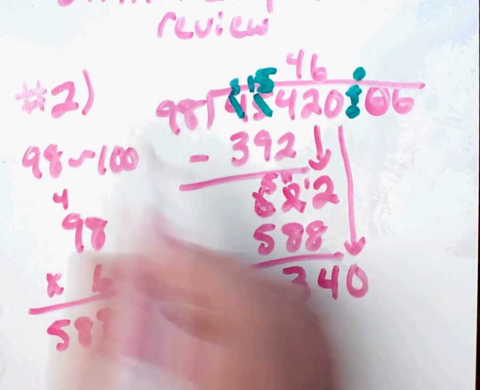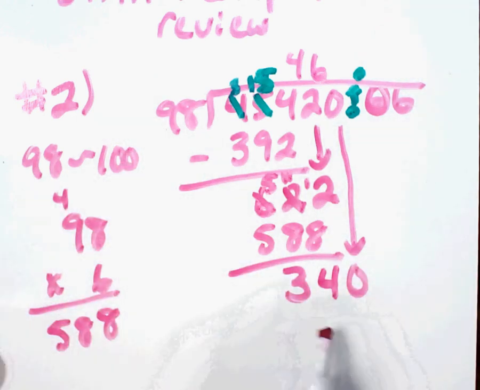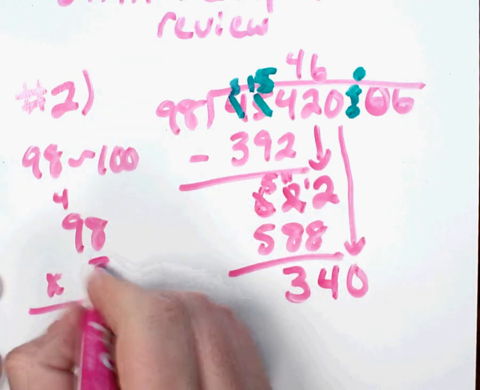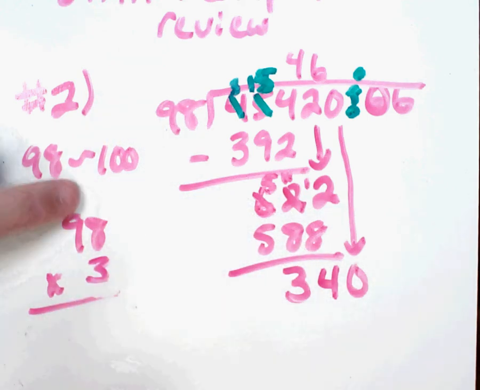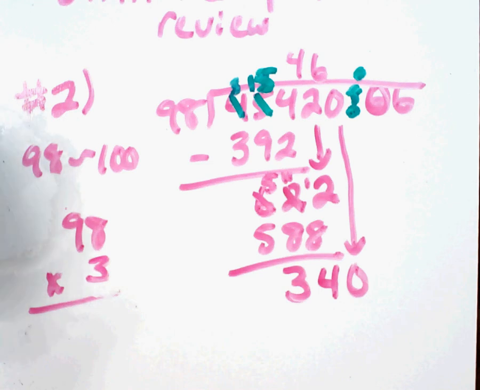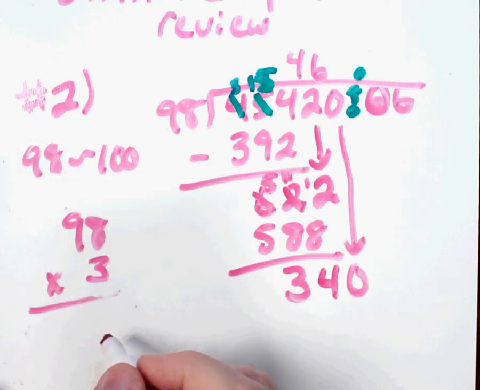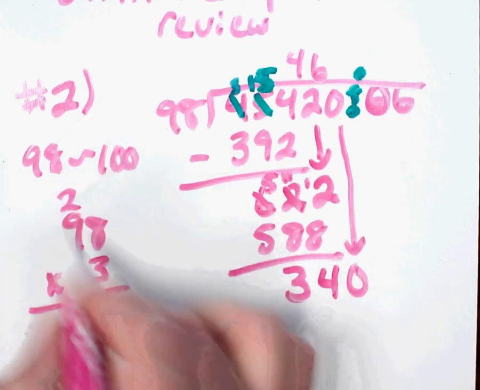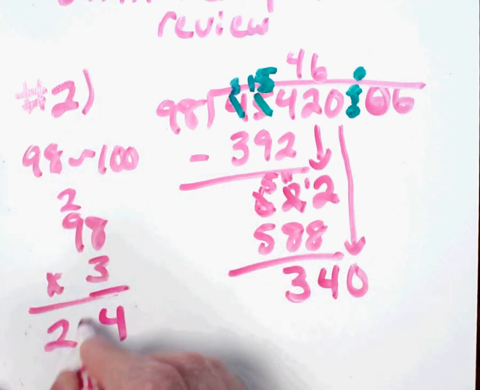All right, so again, using 300 to estimate. 344. Do 98 times 3. 3 times 8 is 24. Carry my 2. 3 times 9 is 27, plus 2 is 29.